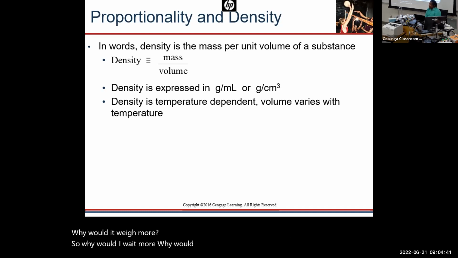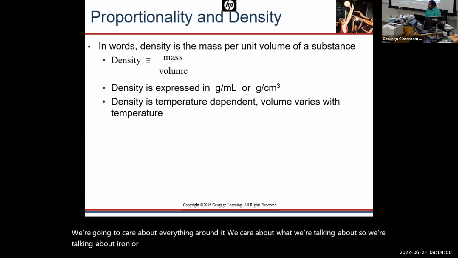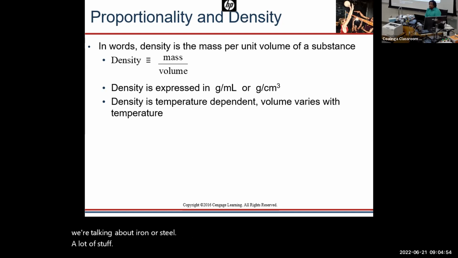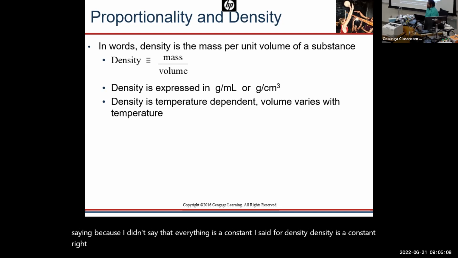I'm just assuming that you're freezing everything around it as well. Well, we don't care about everything around it. We care about what we're talking about. Think about what you're saying, because I didn't say that everything is a constant. I said for density, density is a constant, right? So density is held the same at a given temperature, but density is dependent on temperature also.